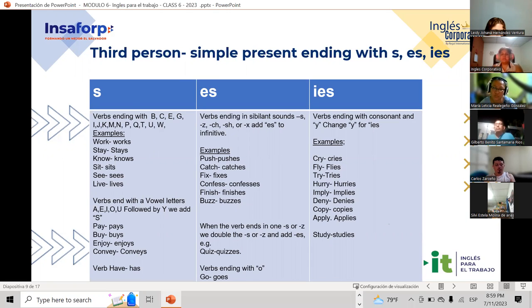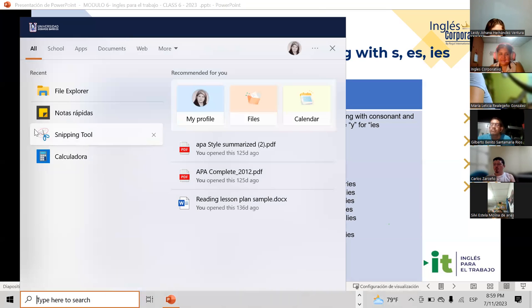Remember, simple present, okay? Just in simple present tense. No past, no future, only present, okay? With the third person. It means she, he, and it. Only with that we're going to apply these rules. I will send the screenshot to the group so you can have it, or you can take a picture. Let me see if I can send a screenshot now.